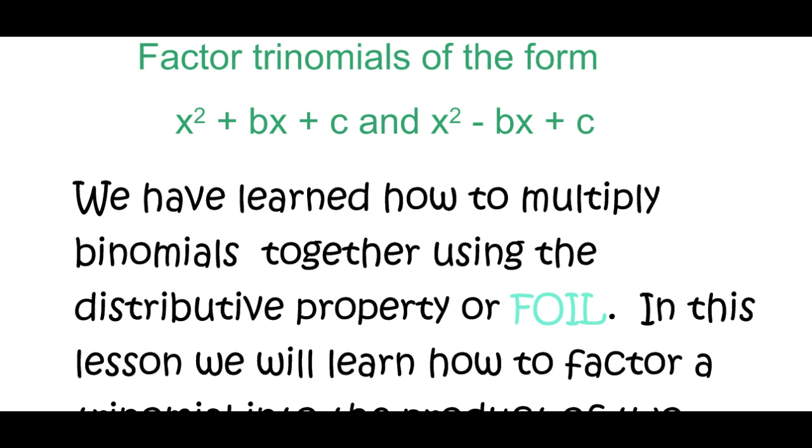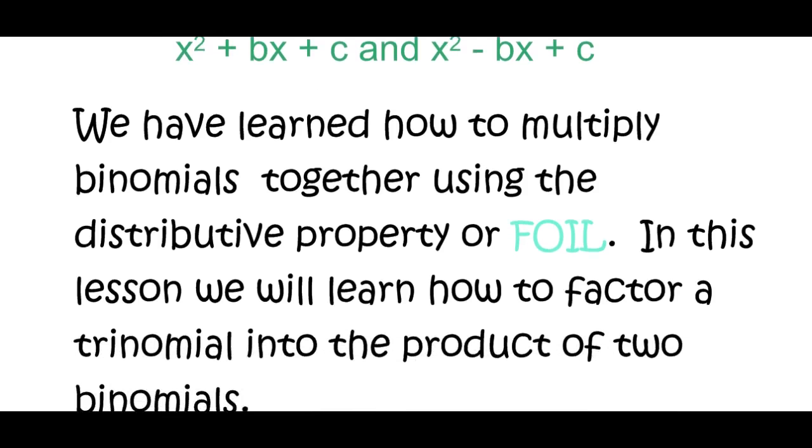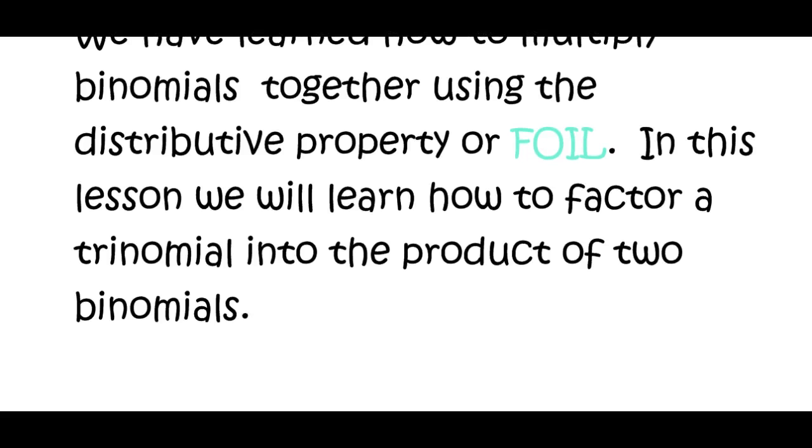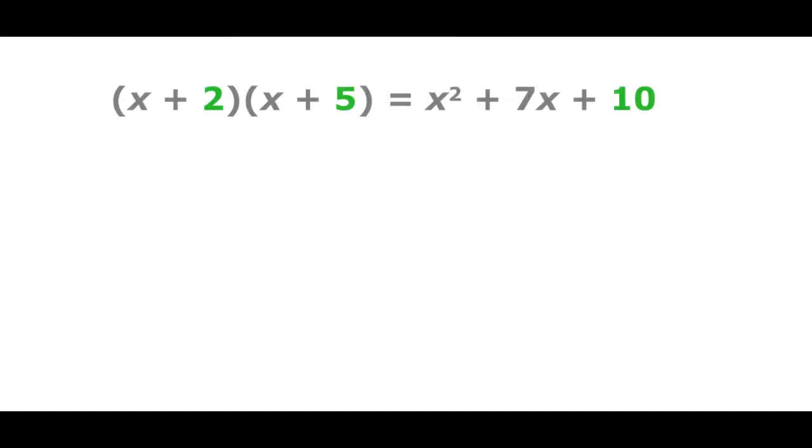you remember that we learned how to multiply binomials together by using the distributive property or a method that we called FOIL. So in this lesson, we're going to learn how to factor, or break apart, that trinomial answer that we got into the product of two binomials. So we're actually doing the opposite of multiplying. We are factoring. We are breaking it apart into a multiplication problem. So just go back and review really quickly.